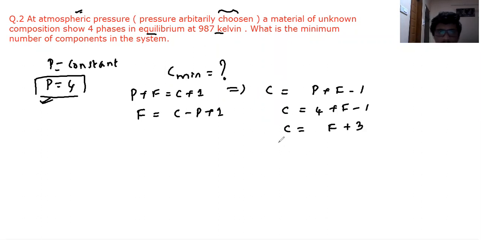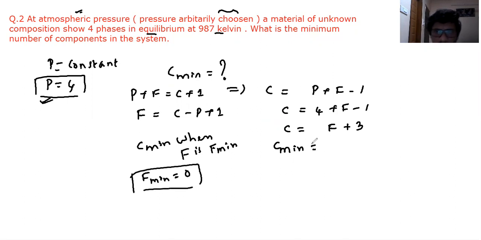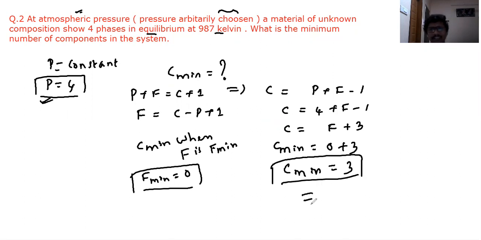We want the minimum number of components. The minimum number of components exists when the degrees of freedom is minimum. The minimum degrees of freedom which we get is equal to 0. So if we substitute this, we get C minimum as 0 plus 3. So the minimum number of components in the system is 3. So these are some of the fundamental problems which can be asked from the concept of Gibbs phase rule.